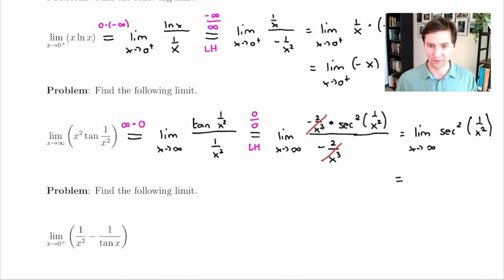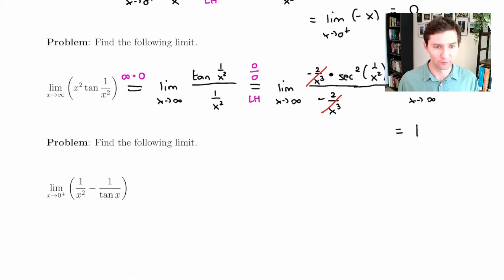How much is that limit? As x goes to infinity, 1 over x squared gets closer and closer to 0. So I get here secant squared of 0. What is secant of 0? Secant of 0 is the same thing as 1 over cosine of 0. Cosine of 0 is 1, which means 1 divided by 1 is 1. 1 squared is 1. This limit is 1.